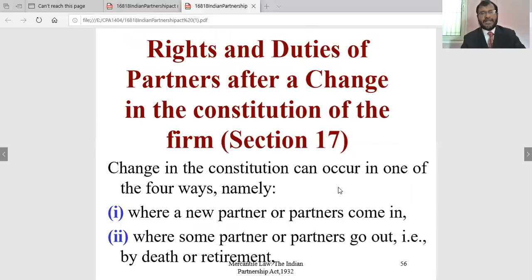Rights and duties of partners after the change of the constitution. Section 17 of the Indian Partnership Act deals with that. Change in the constitution can occur in one of four ways, namely, first, where a new partner or partners come in. Second, where some partner or partners go out either by death, retirement or insolvency.